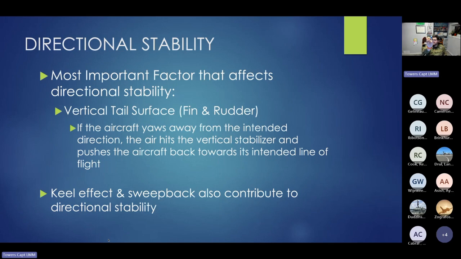So if you imagine you're flying along here and then you're turning this way, all of a sudden the air that you were moving forward in is going to push your tail like a sail basically and force you back into alignment. And so that's your directional stability. That's why the most important factor that affects your directional stability is your vertical tail surface. Keel effect and sweepback can also contribute to directional stability, but the most important one is that vertical tail surface.